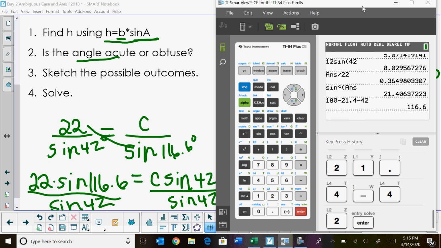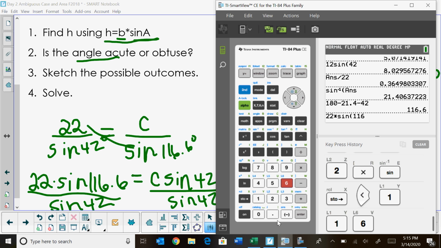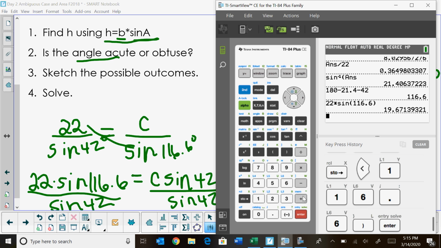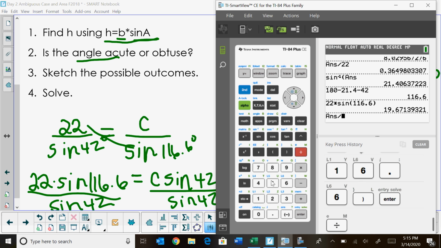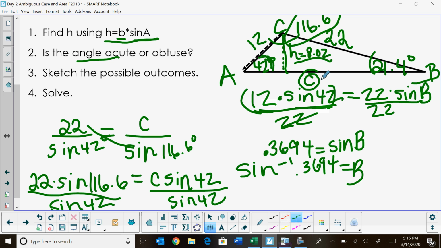So let's look at this. We're going to take 22 times sine of 116.6. I'm going to get that answer. I'm going to divide that by sine of 42. And that is side C, which is 29 point. I'm going to round that to 4, 29.4. So this side is 29.4.